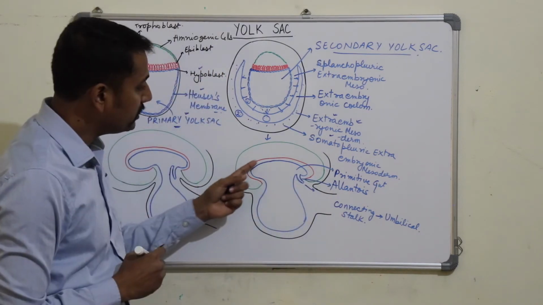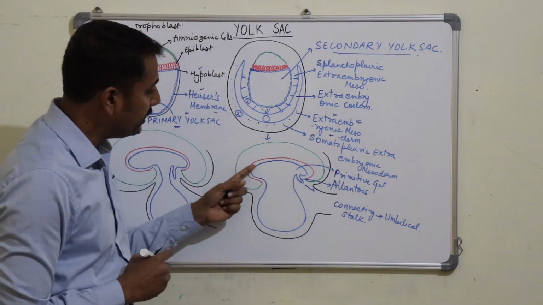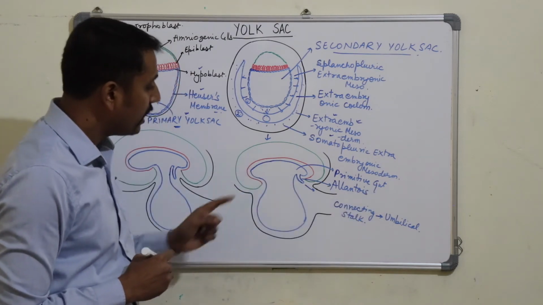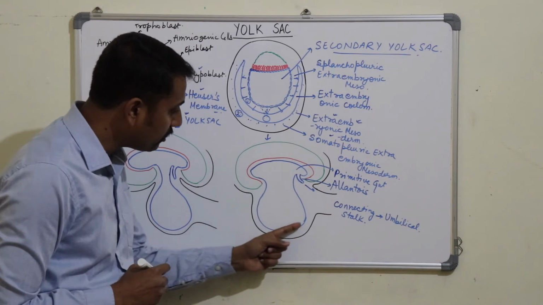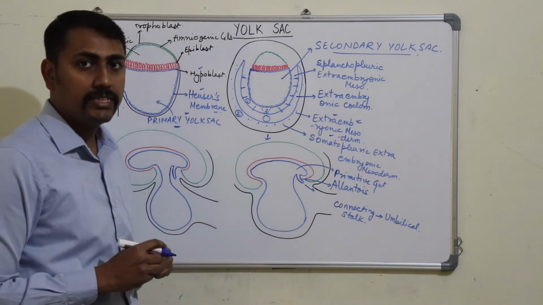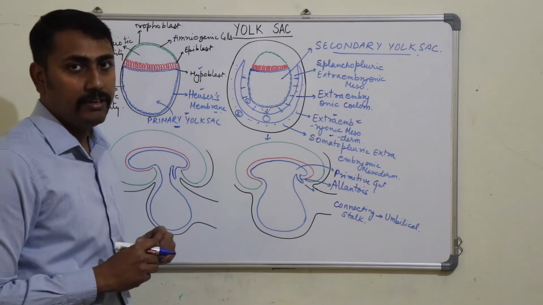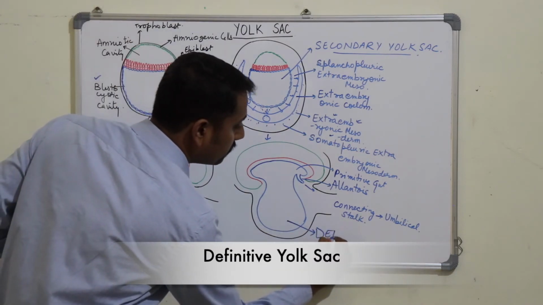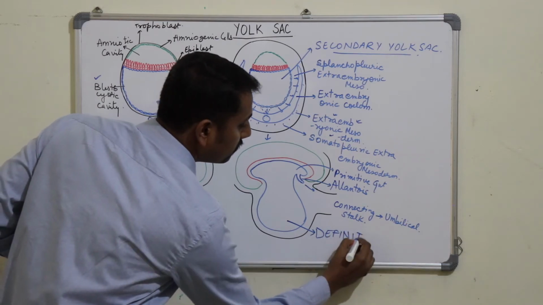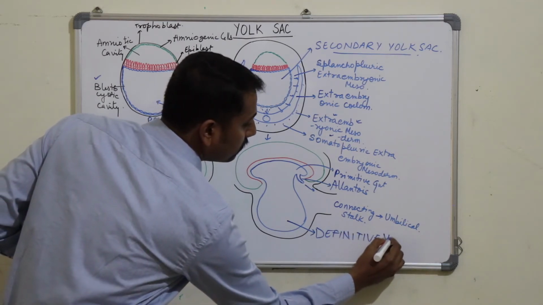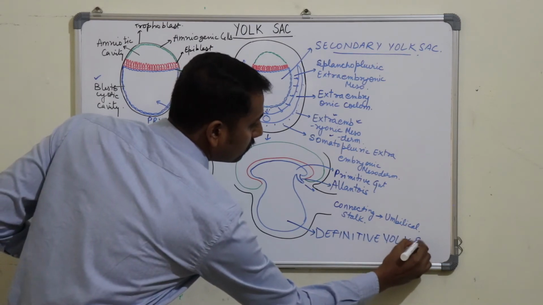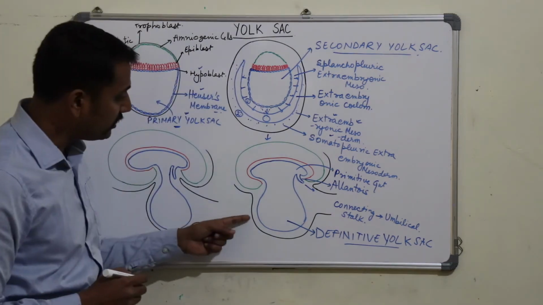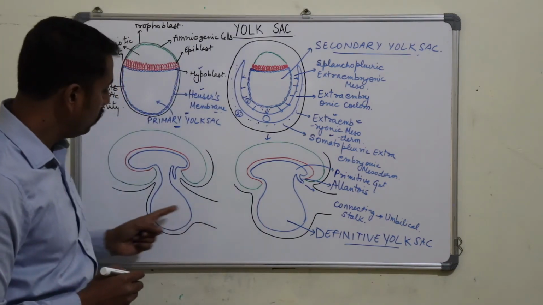Okay? So from this diagram, we can see that the intraembryonic part of the secondary yolk sac will form the primitive gut, and this extra embryonic part of the secondary yolk sac, which is lying outside the embryo, will be known as the definitive yolk sac. Okay. Now, after the formation of the definitive yolk sac, look into this diagram.